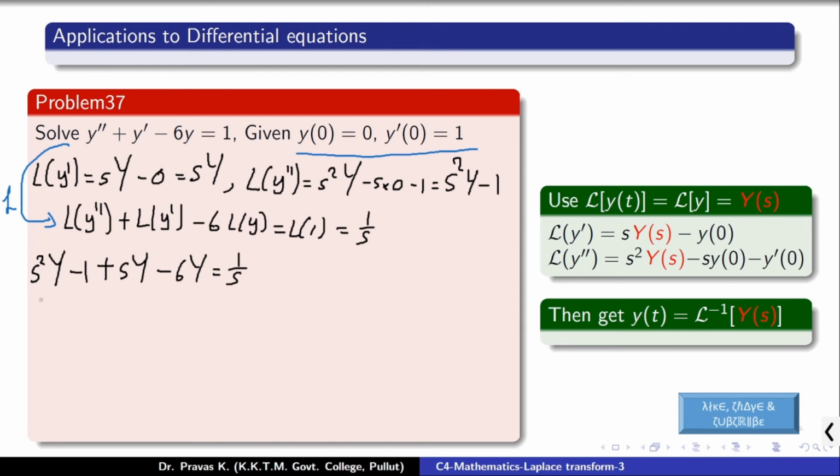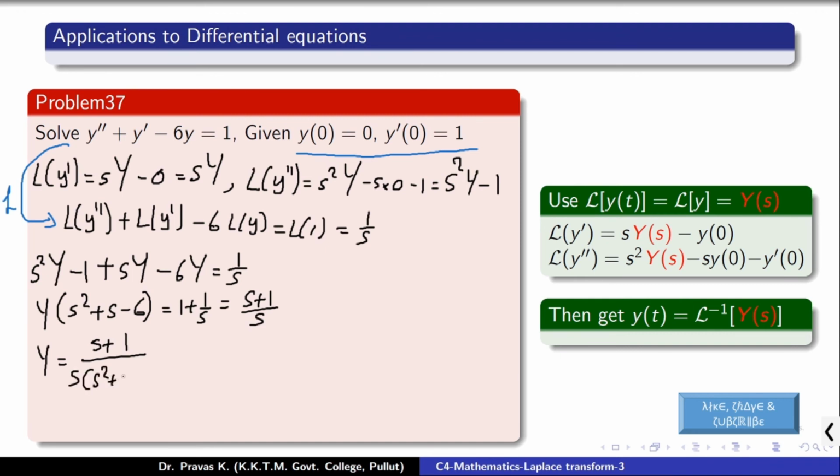So taking capital Y common outside, we get s square plus s minus 6 in the bracket, and on the right hand side there is a 1 by s and a plus 1, so it becomes s plus 1 by s. So that capital Y becomes (s plus 1) by s into (s square plus s minus 6).